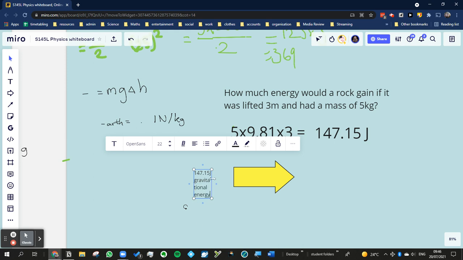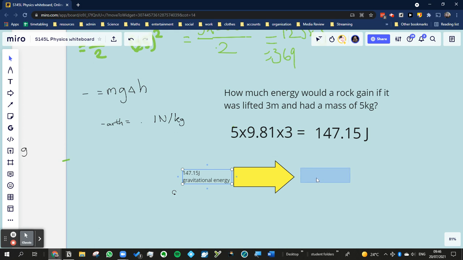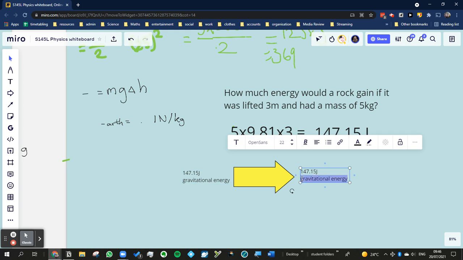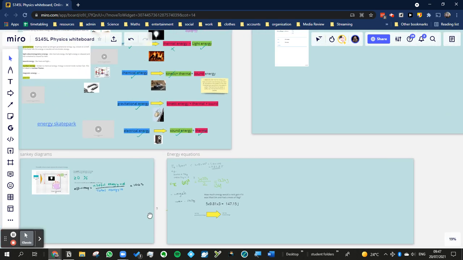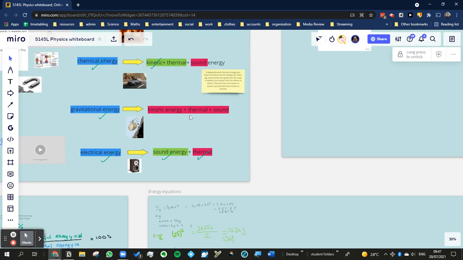Now, if all of that is converted into kinetic energy, then it's going to have the same amount of kinetic energy transferred out. Okay, and that's only if there is no energy wasted. Remember what we looked at last time, so if you just want to follow me, you can see what I'm pointing at here.